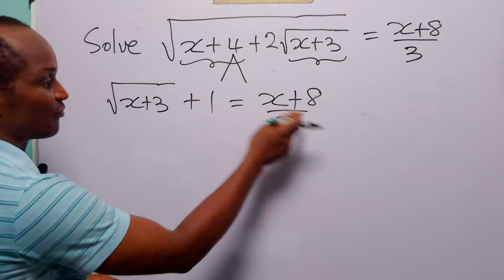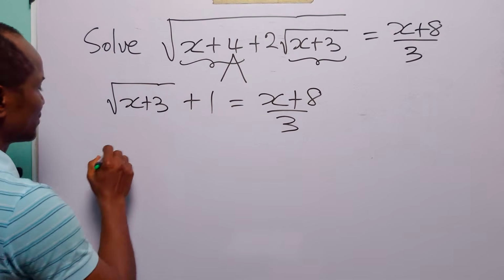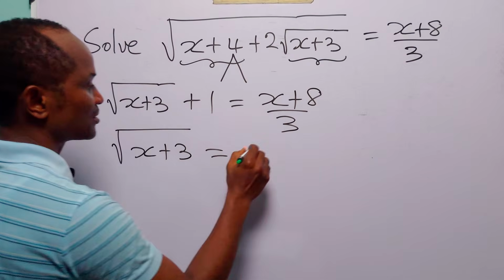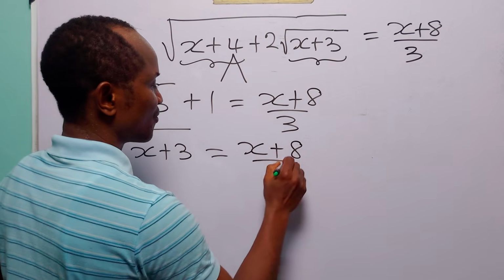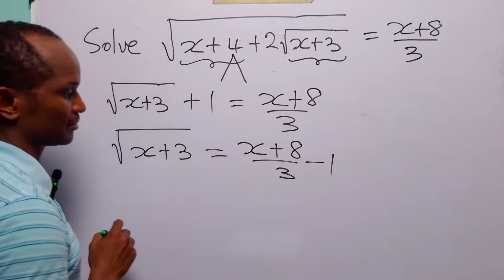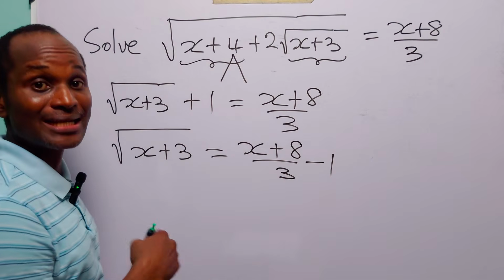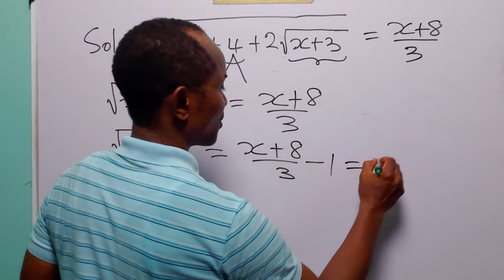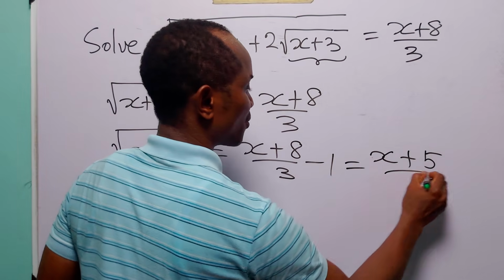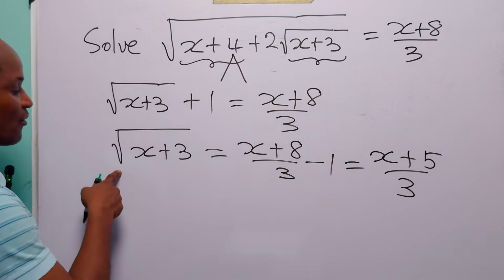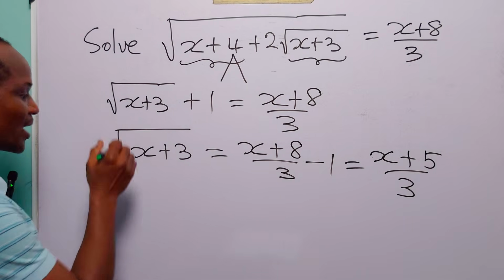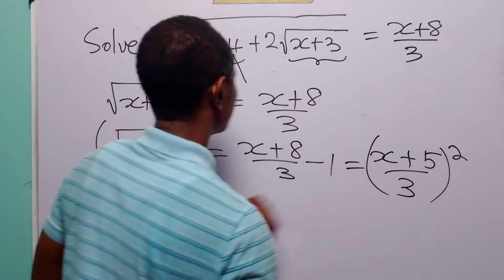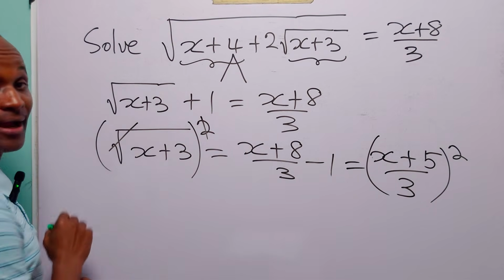Now let us subtract 1 from both sides of this equation. When we do that, we have that the square root of x plus 3 is equal to x plus 8 over 3 minus 1. 3 times minus 1 is minus 3. 8 minus 3 is 5. So this is equal to x plus 5 over 3. Now, of course, to get rid of this square root sign, what we are going to do is that we will square both sides of this equation. This is going to take care of that.